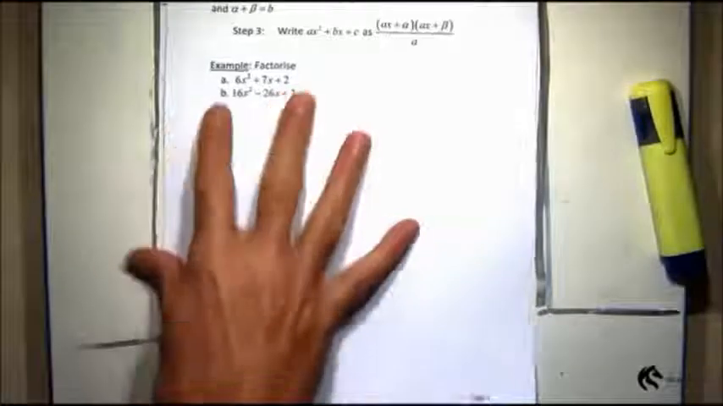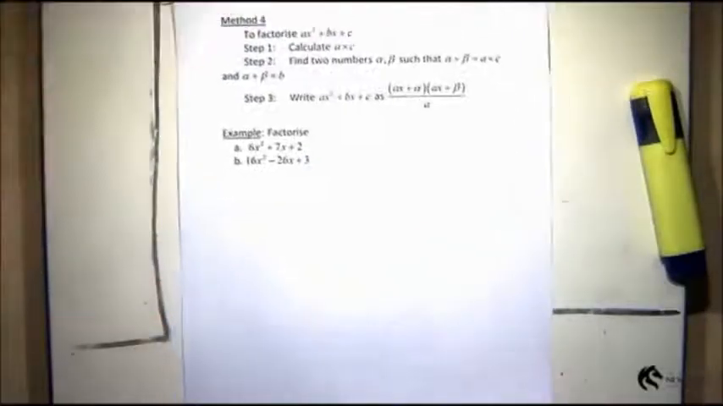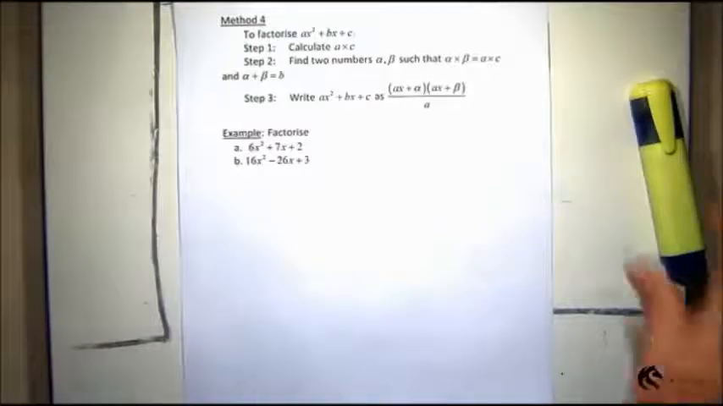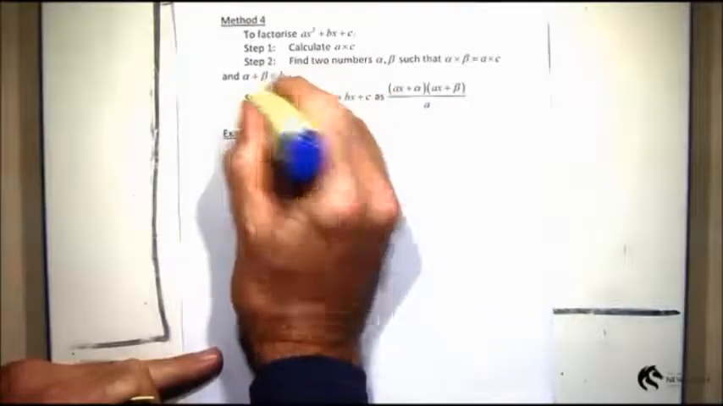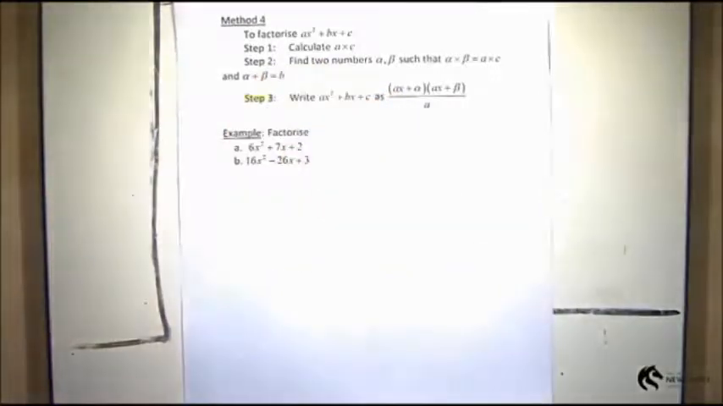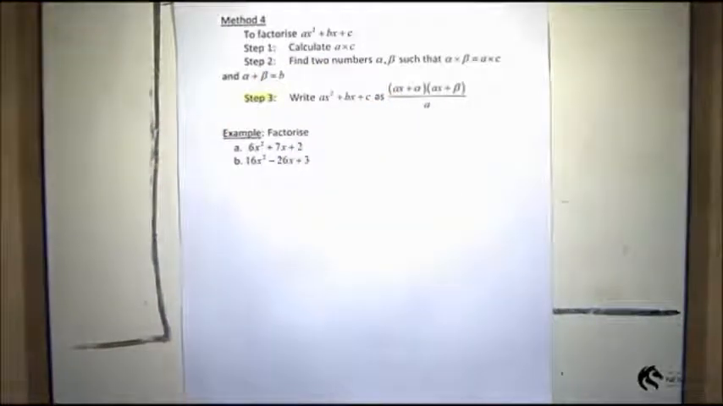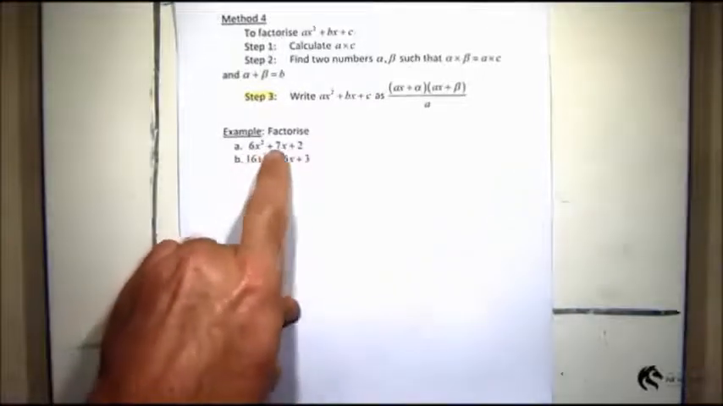And the notes have another thing they call method 4. Method 4 is exactly the same as method 3, except that it differs slightly in this last step here. So step 3 is the only thing that's different. Let me do the same example that we had before: 6x squared plus 7x plus 2.